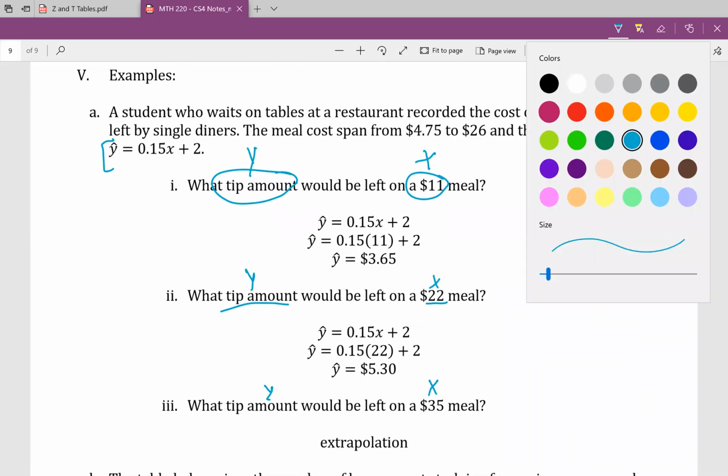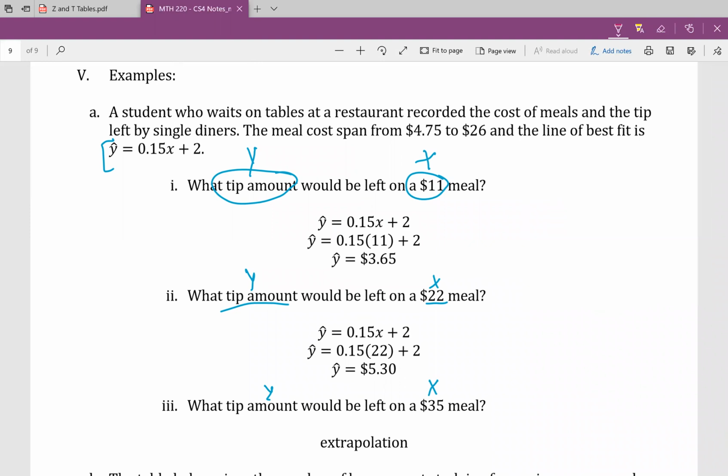Okay, the answer to this one is going to be extrapolation. Extrapolation because this is the range of our X values. We should only be plugging in values for X between $4.75 and $26. Since this meal amount of $35 falls outside of that range, that would be extrapolation. We should not try to make predictions for that price.